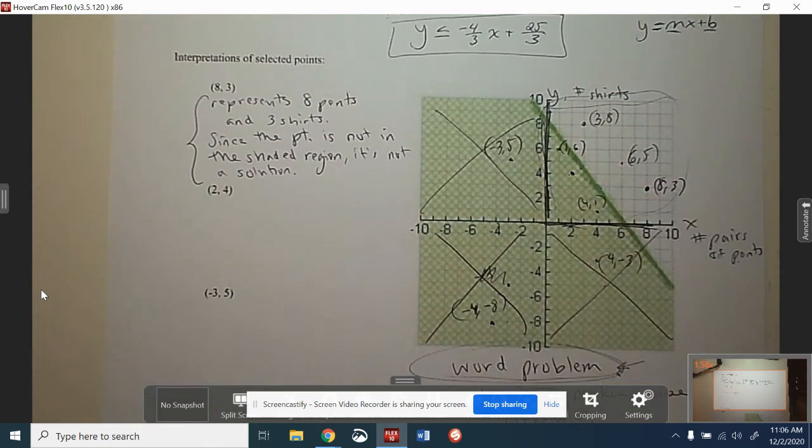Okay? So just to give you some options, and I look forward to seeing what you guys put in the Google form for your interpretations in the next word problem.